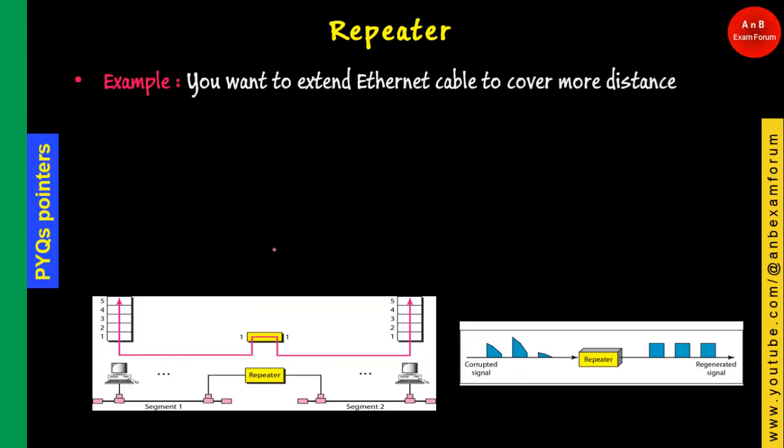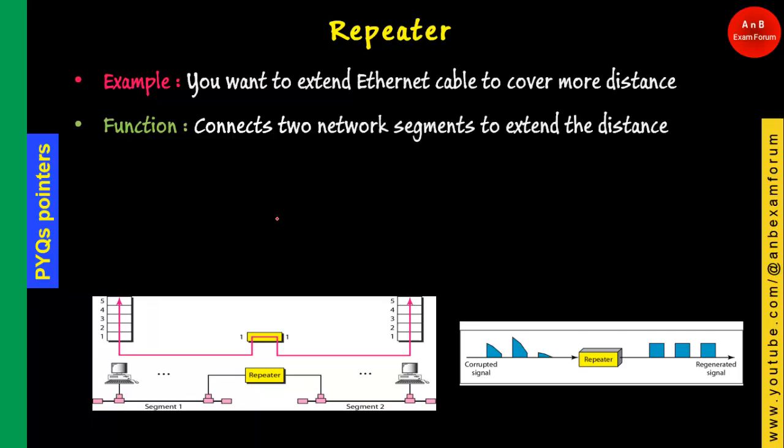Coming to the first networking device, that is the repeater. The scenario is like this: if you want to extend an Ethernet cable to cover more distance, suppose you are working on this PC and you want to extend your PC to some other location, say 1 kilometer, 2 kilometers. In that case, you can use a repeater. Just join those cables and you will have access to this computer also. Basically the function of the repeater is to connect two network segments to extend the distance.